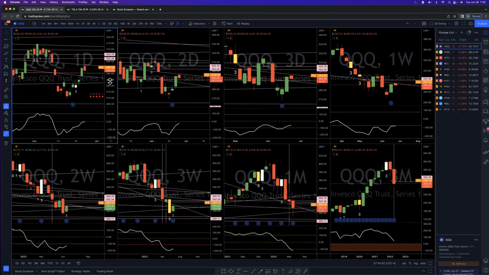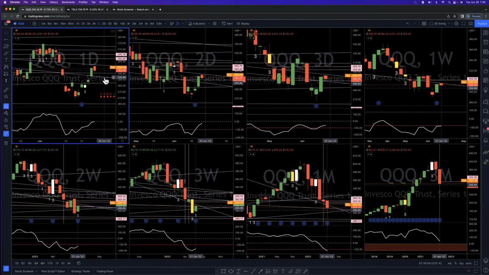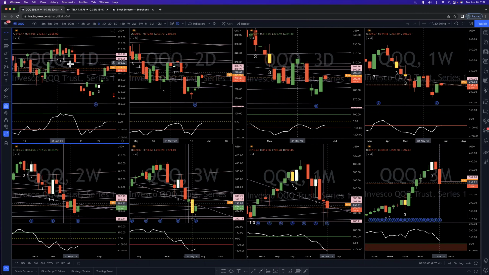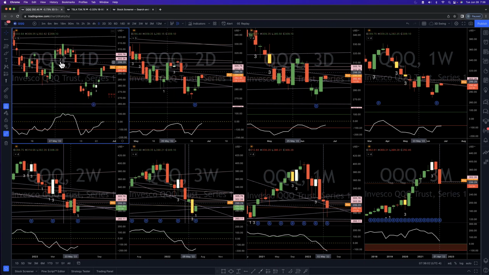So here's what we saw too on the daily. We drew this line yesterday, right? We said, you know, it's got to take this level. Let me show you where we drew this. So we had this 2 down bar.